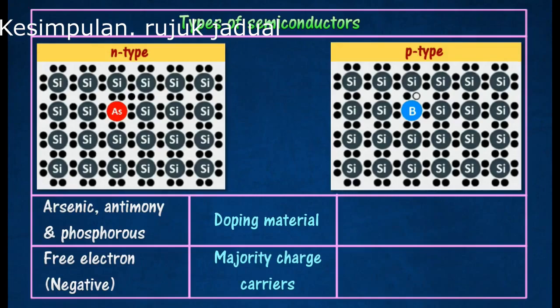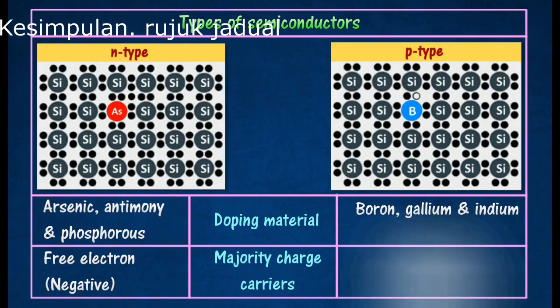P-type semiconductor is an extrinsic semiconductor, which is obtained by doping trivalent impurity atoms such as boron, gallium or indium, to the pure germanium or silicon semiconductor. The impurity atoms added create vacancies of electrons, or holes, in the structure, and are called acceptor atoms. The holes are majority charge carriers, and electrons are minority charge carriers.